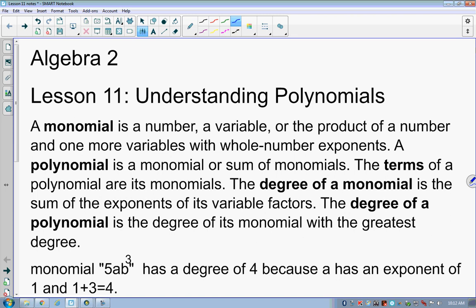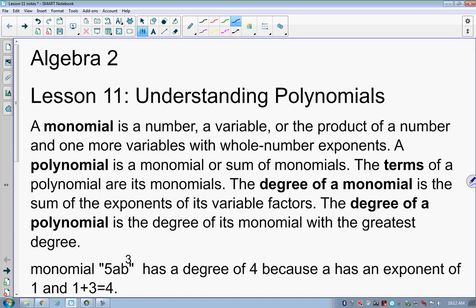Okay, the terms. Should I pay attention anytime I see a word in bold? Yeah, those are the terms for this lesson, or the vocab for this lesson. The terms of a polynomial are its monomials, its single sets. The degree of a monomial is the sum of the exponents of its variable factors. The degree of a polynomial is the degree of its monomial with the greatest degree. I know I'm going through that really quick, but there's a chart in here that will explain some of this a little bit.